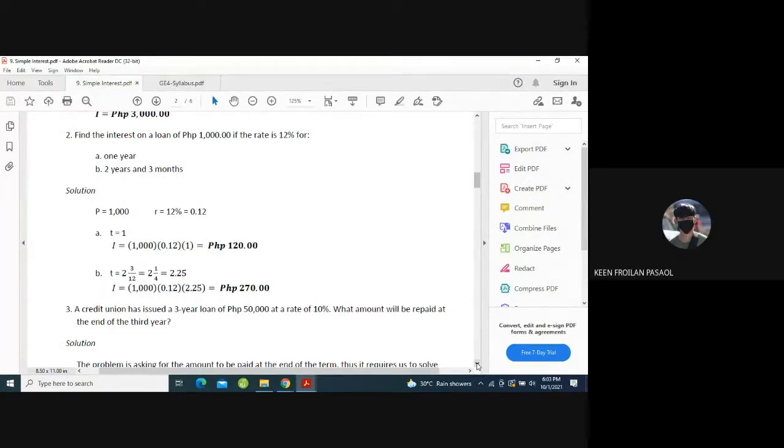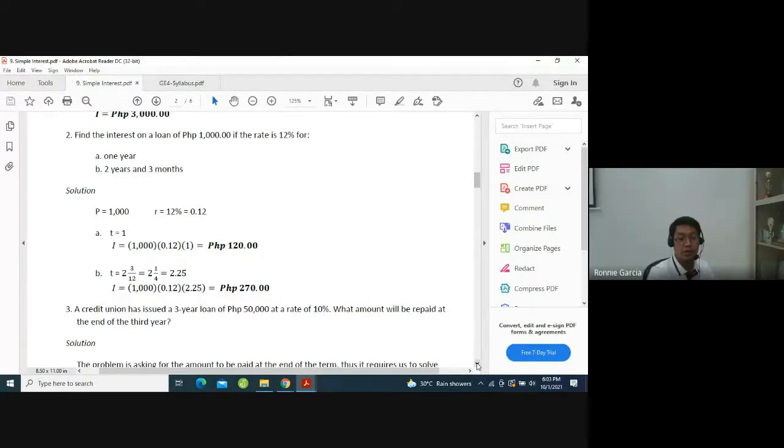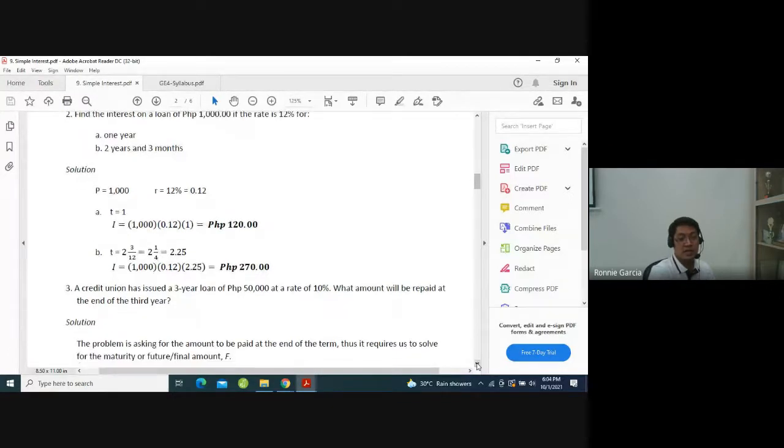0.1 or 0.10, just the same. Yes, correct. Since the question is what amount will be repaid, so how much will you pay. If you are the credit union, for example, you lent 50,000, would it be okay if the repayment is only the interest? Wouldn't it be unfair? So the problem is actually asking not only for the interest, but for the maturity value.